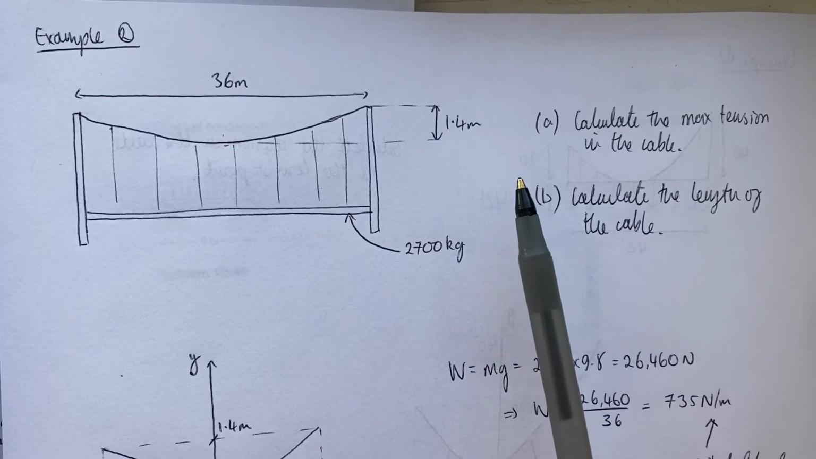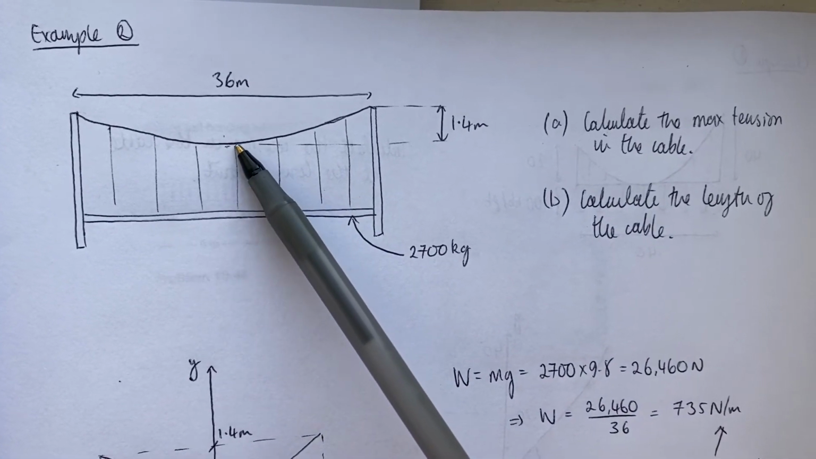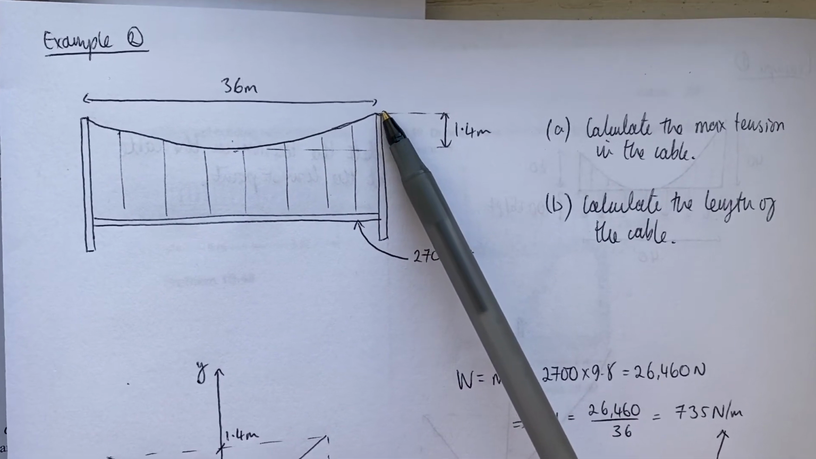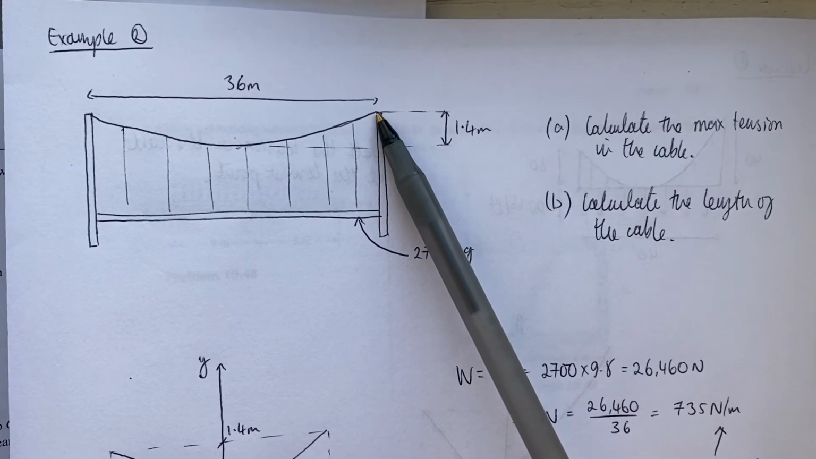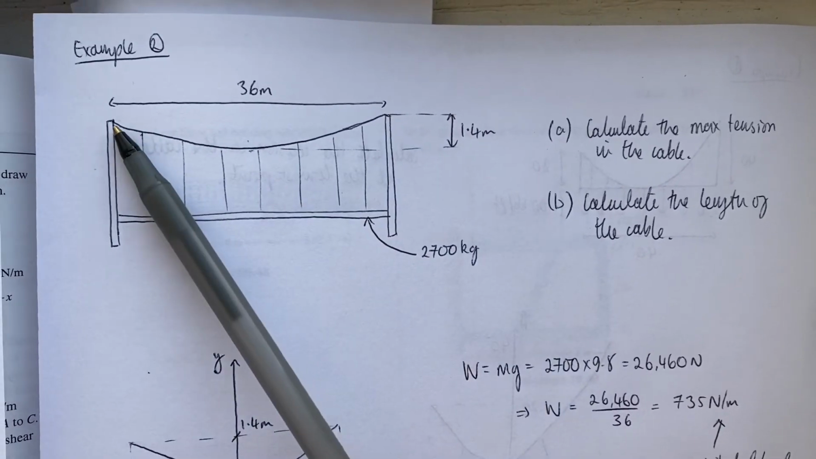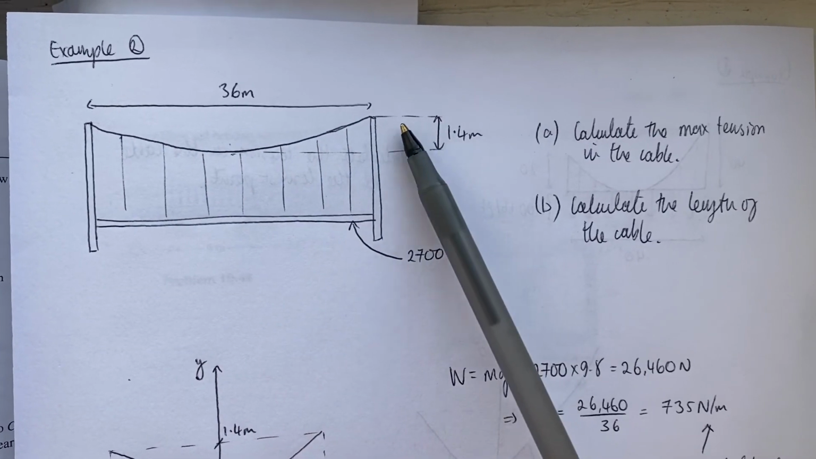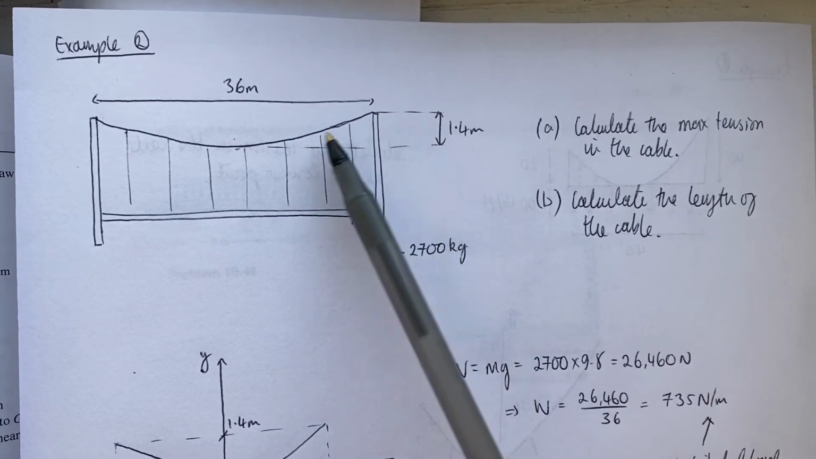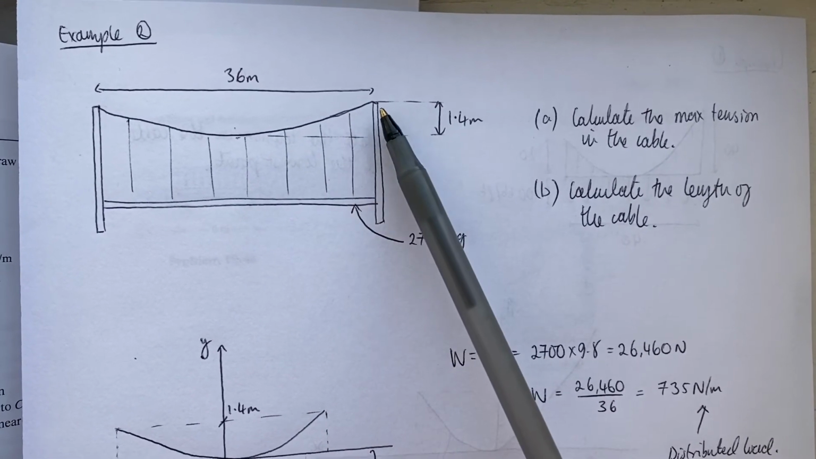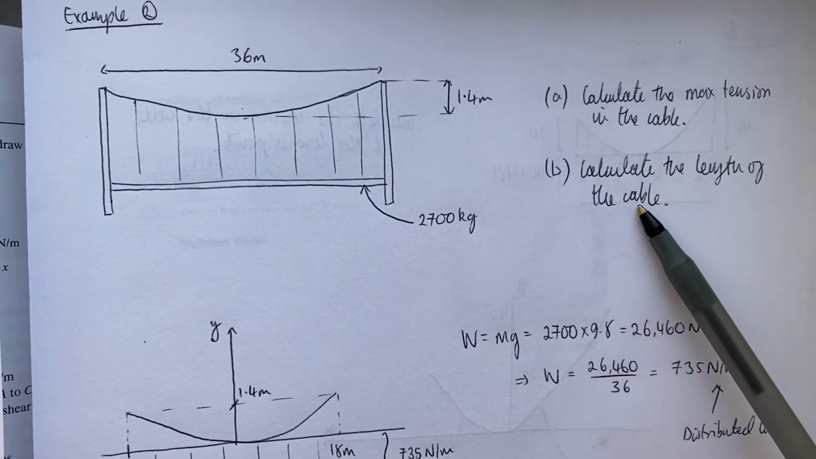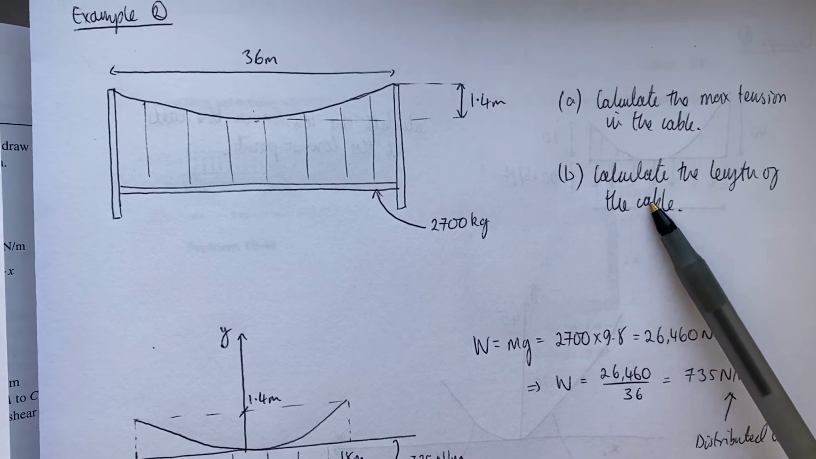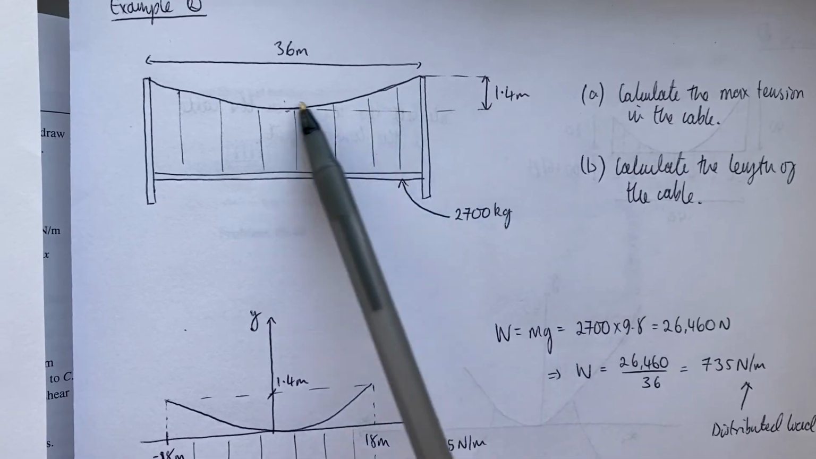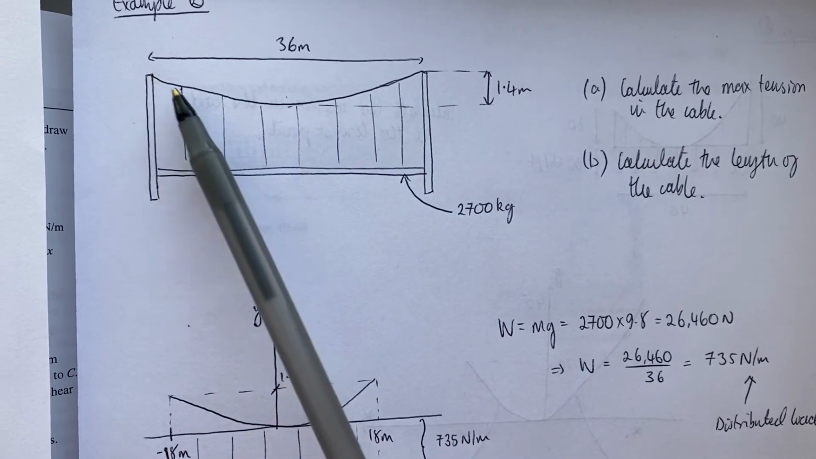So you'll recall the minimum tension of the cable, T0, is at the lowest point, but the maximum tension in the cable is at the highest point. So we need to work out what the tension is over here or there. The two things are equivalent, but we'll deal with this side because this will be our positive x-axis, right? And then the second part of the question is to find the length of the cable. So we know it spans 36 meters, but with this droop of 1.4 meters, what's the length of the cable?